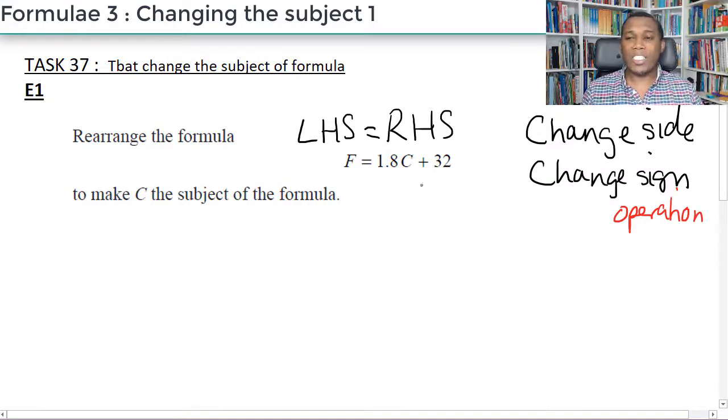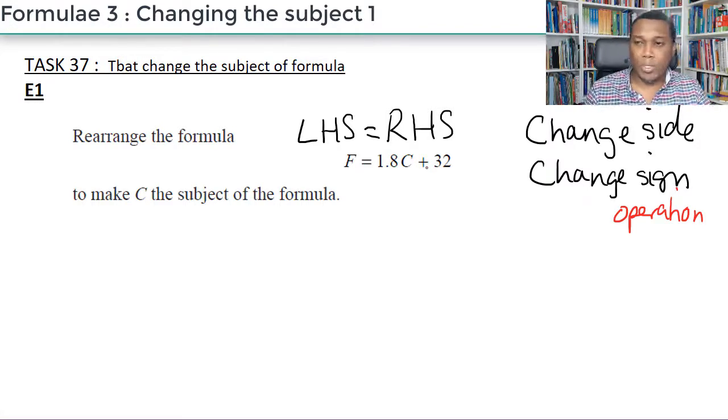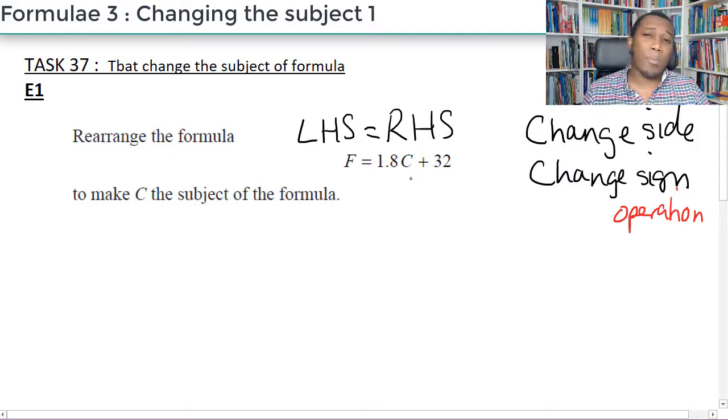I want C all by itself. So I have F is equal to 1.8C plus 32. I want C all by itself. And by the way, if you think you know what to do, then do it. Get on and move through the video at the pace that's right for you. That's important as well. I want C all by itself.